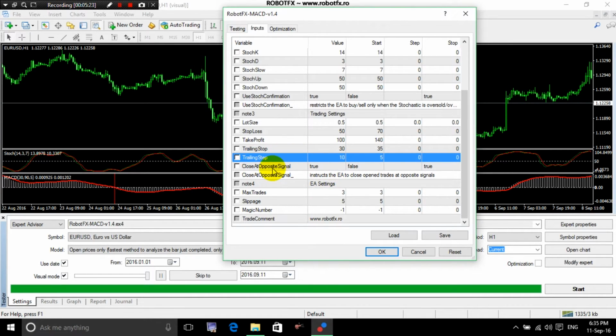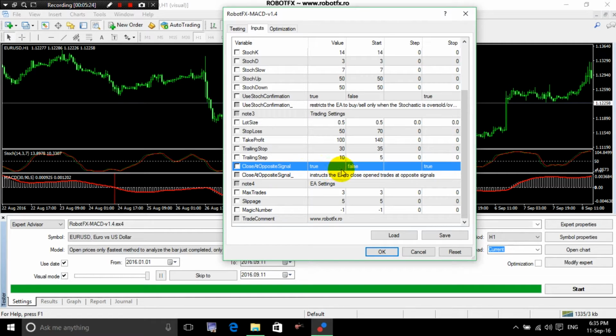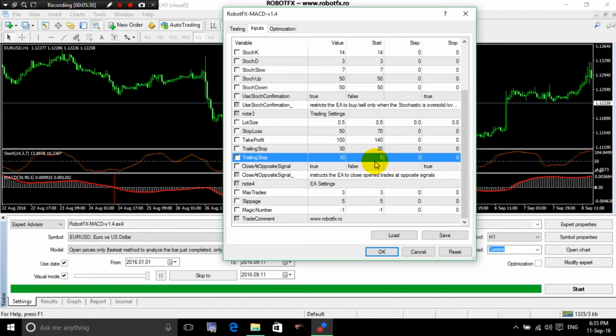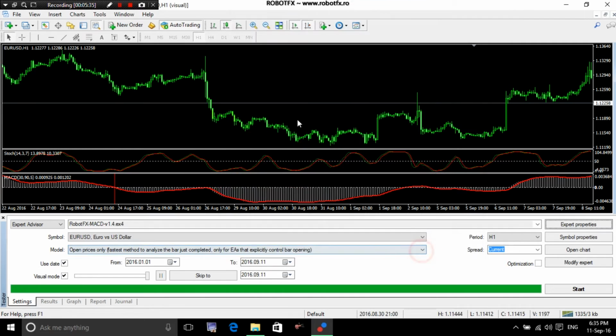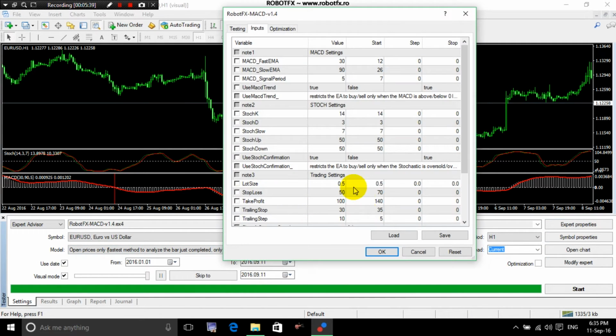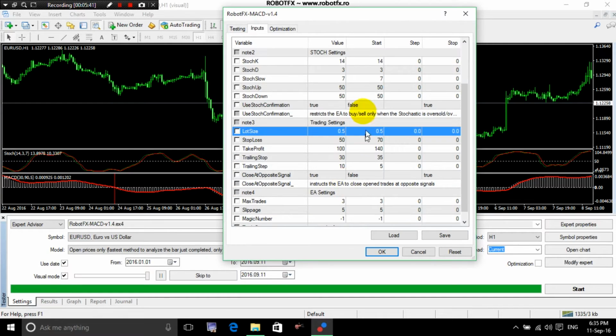Okay, there's another option, close at opposite signal, which if set to true will close an open trade if an opposite signal appears. So you might want to leave this to true, probably. But again, do your own testing.